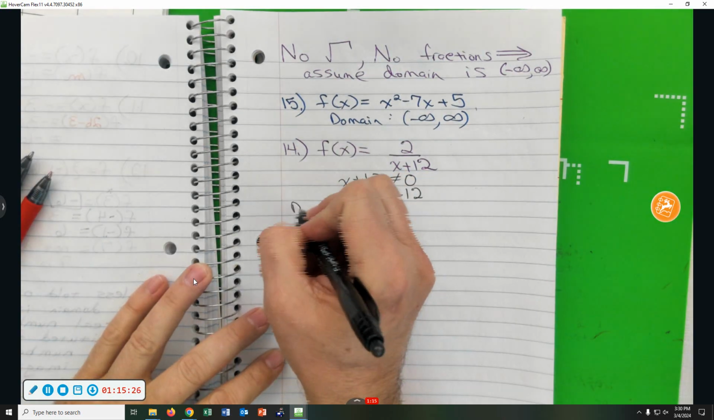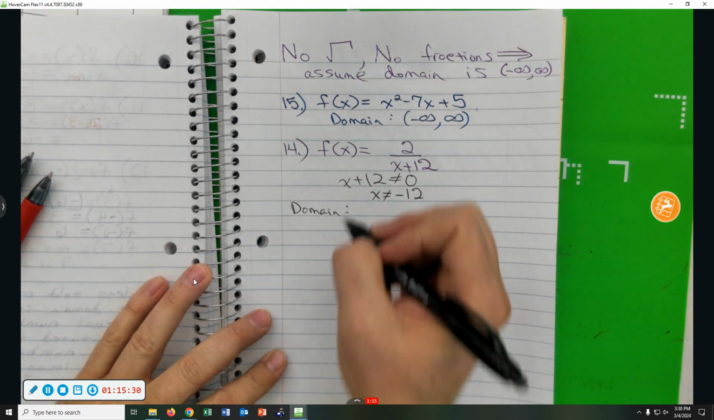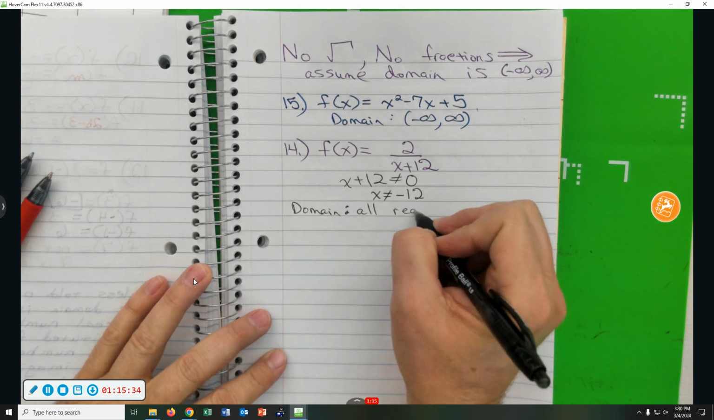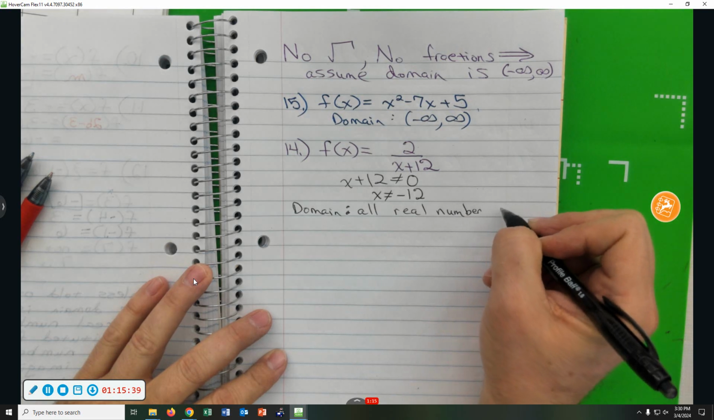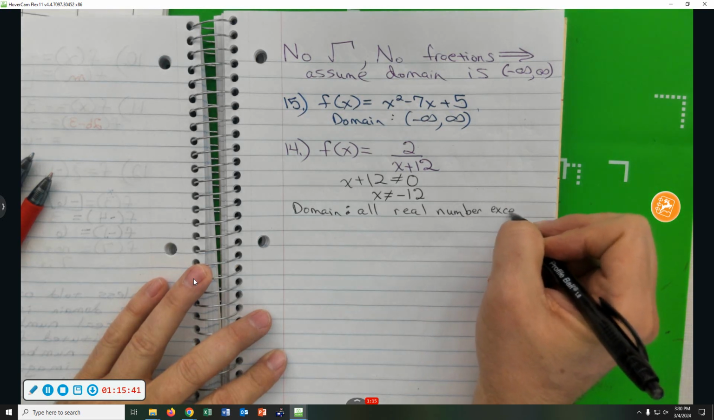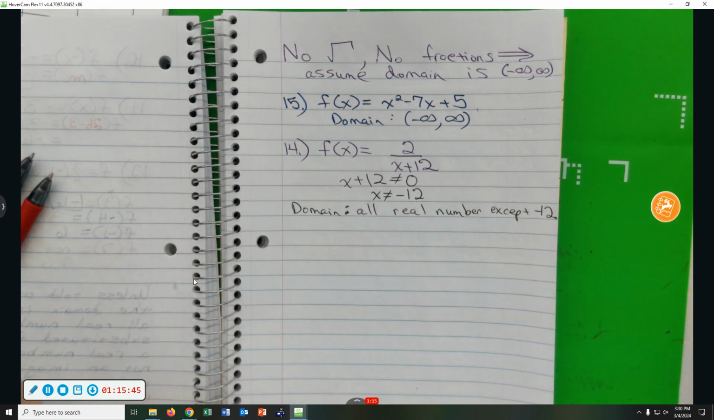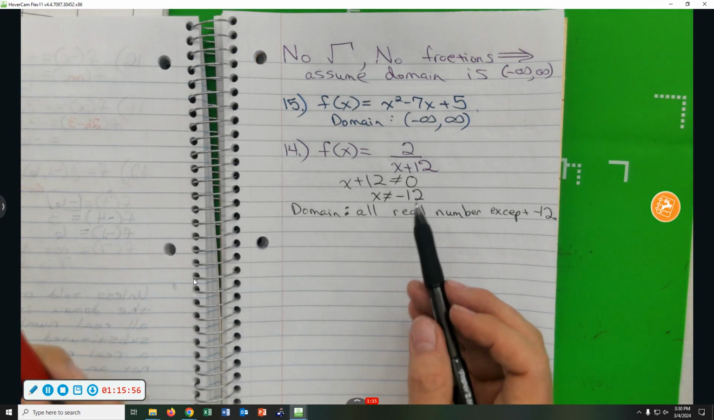I used to like it when we wrote it out in words. The domain is all real numbers except, what's the one number that's not used? Negative 12. But we don't do it like that anymore. They want us to write it using interval notation. Now, how would we say that? Every number except for negative 12.